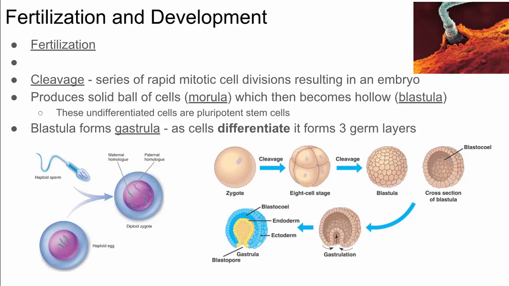So in our unit, we've talked about meiosis. The process that produces what? Gametes. So we'll move on and talk about next what happens to those gametes.